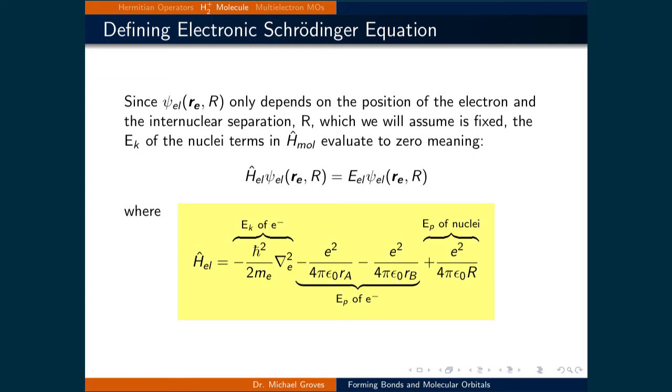minus h bar squared divided by 2 times the mass of the electron times the Laplacian for the electron, minus the elementary charge squared divided by 4 pi epsilon naught times the distance between the electron and nucleus A, minus the elementary charge squared divided by 4 pi epsilon naught times the distance between the electron and nucleus B, plus the elementary charge squared divided by 4 pi epsilon naught times the distance between the two nuclei.